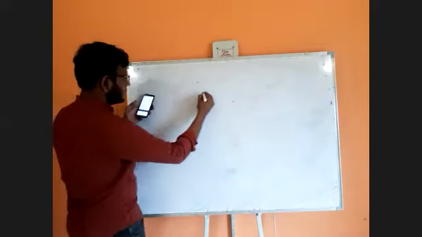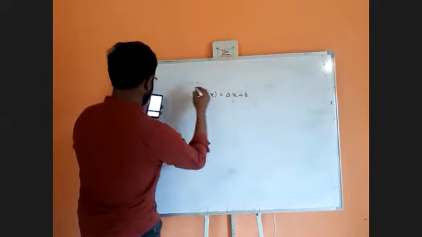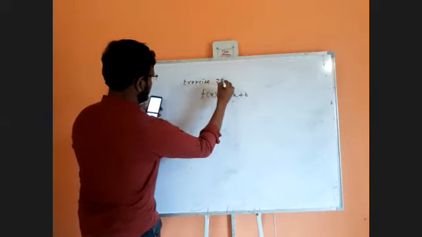So see, this f of x is equal to ax plus b. This is exercise 2B, question number 3. Just give me 2 minutes, 1 second.